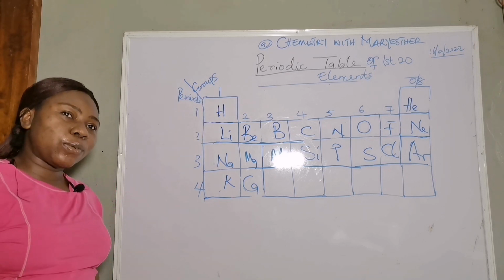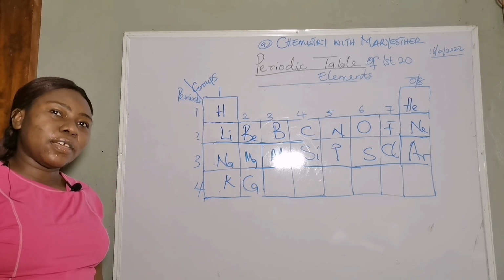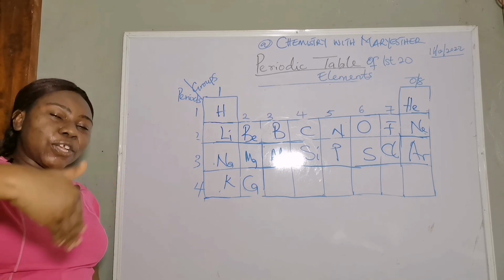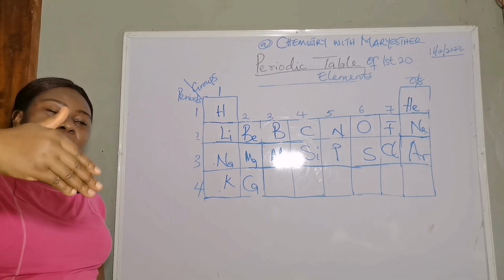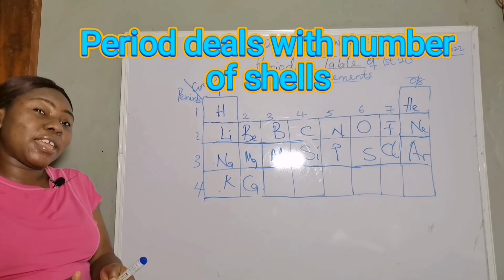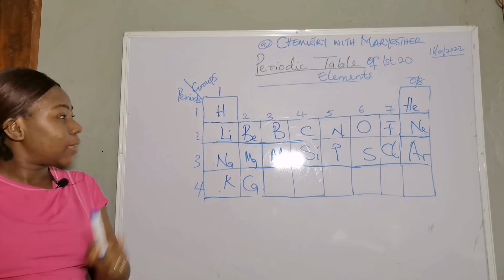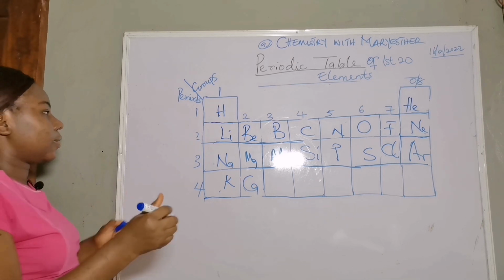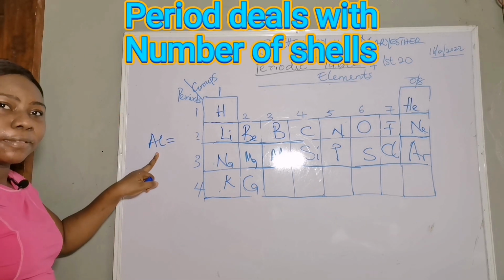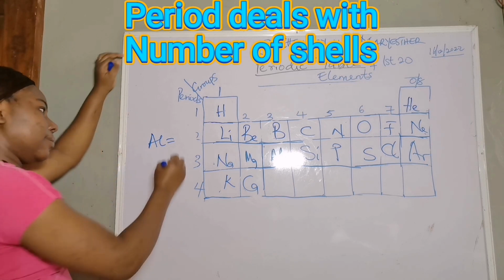But those electrons, there are those elements that have different shells. Period has to do with shell. Number of shell the elements have. For instance, the aluminium. Atomic number of aluminium is what? 13.